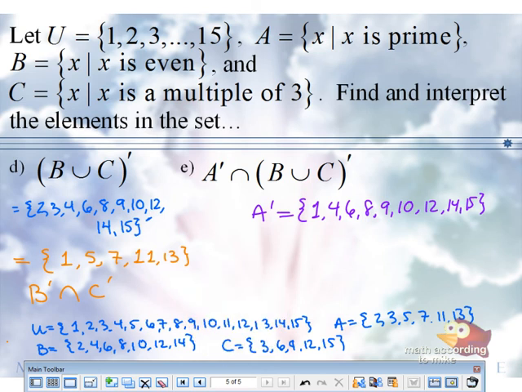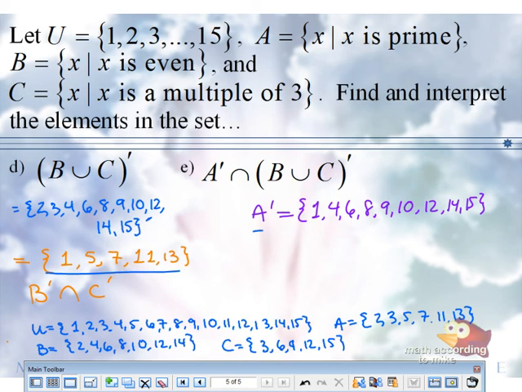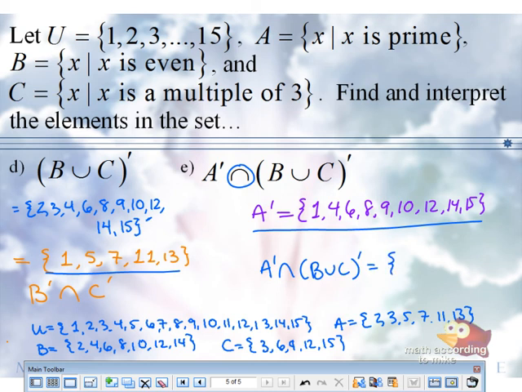So in part D there, we have B union C prime in orange. In part E, we have A prime. So now we're going to take these two guys, and what does this symbol say to do with them? Intersect, write what they have in common. Good. So looking at those two sets, what do they have in common? 1. Is that it? Oh, that's so sad. It's so lonely to begin with.